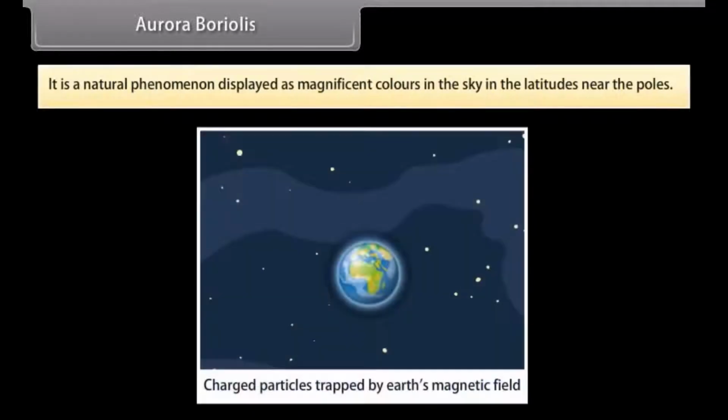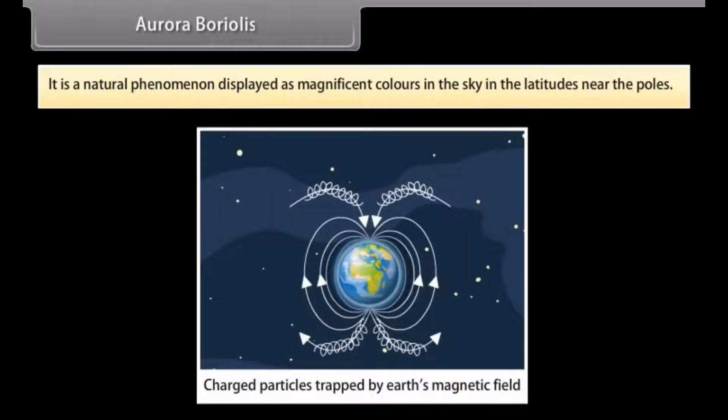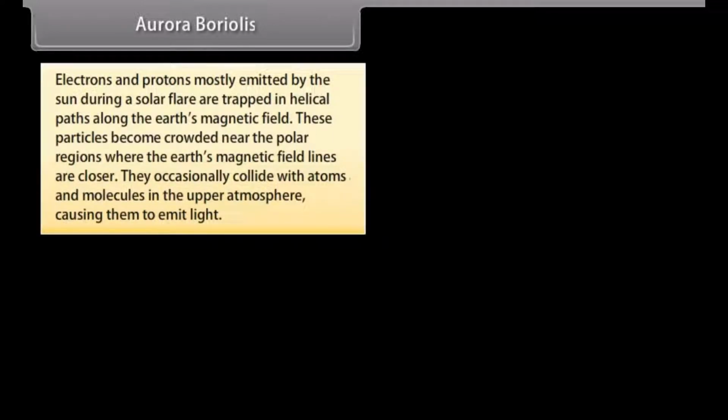Aurora borealis. It is a natural phenomenon displayed as magnificent colors in the sky in the latitudes near the poles. Electrons and protons mostly emitted by the sun during a solar flare are trapped in helical paths along the Earth's magnetic field. These particles become crowded near the polar regions where the Earth's magnetic field lines are closer.